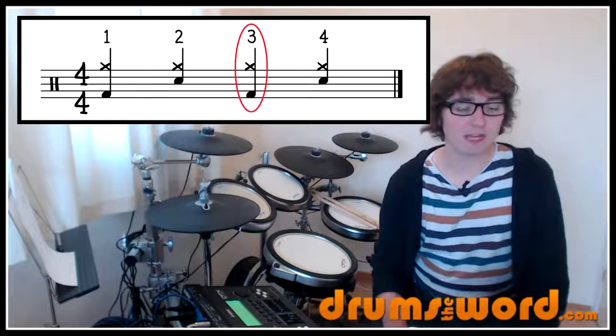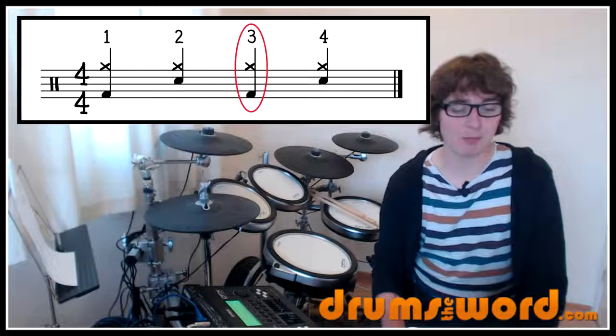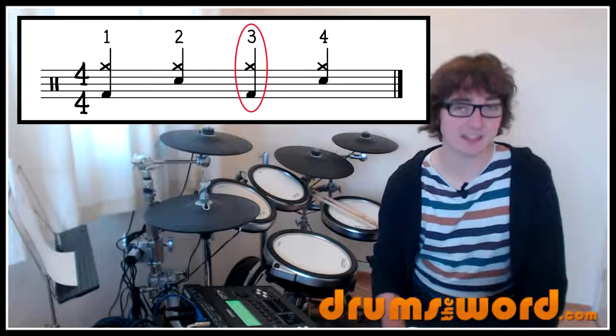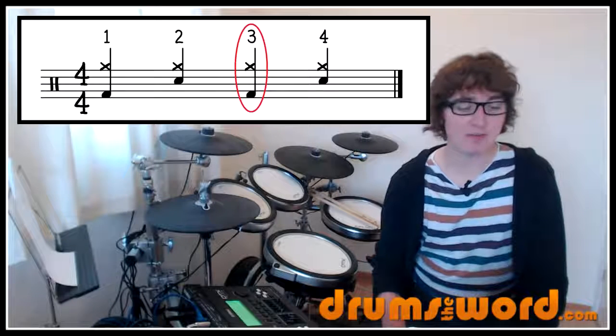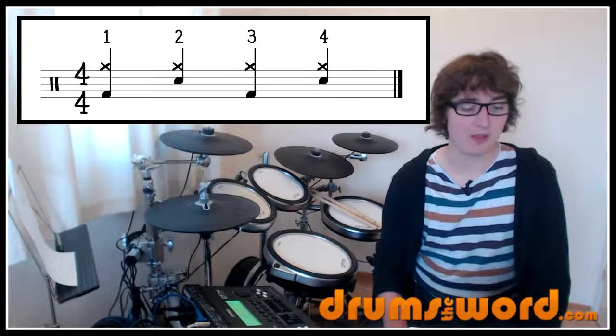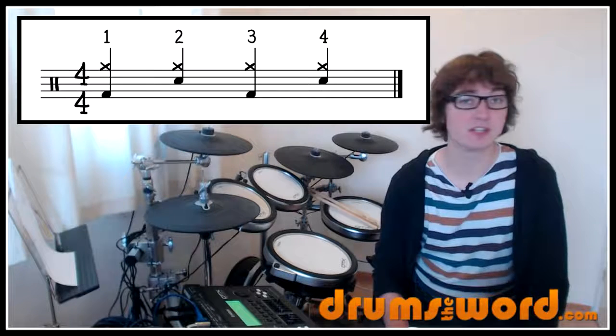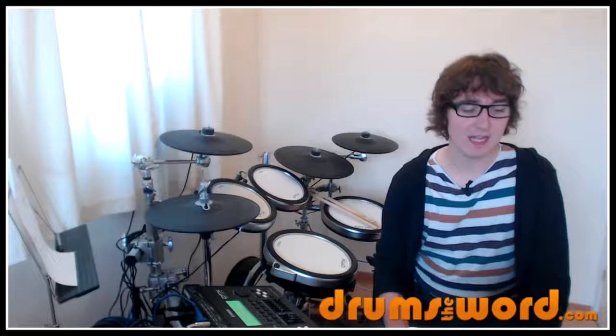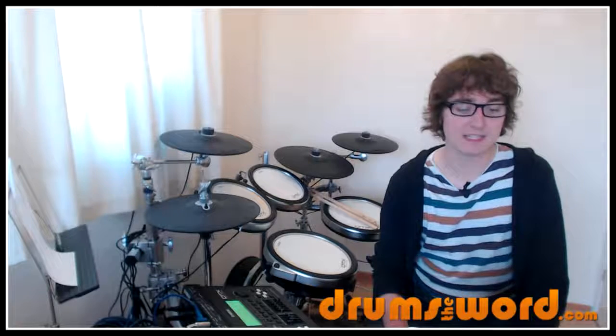Beat 3 falls a quarter note later and is played on both the bass drum and the hi-hat at the same time. Finally, the snare drum and hi-hat are played together on beat 4. The bar has now been filled up with music notes and so cannot contain any more. Here's what this drum beat sounds like when played and counted out loud on the drum kit.